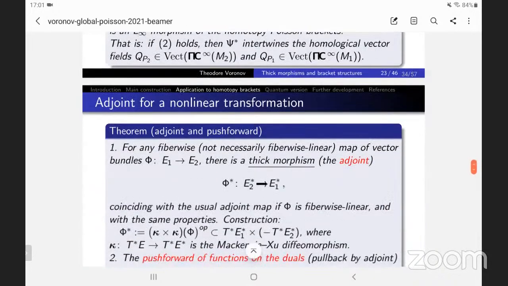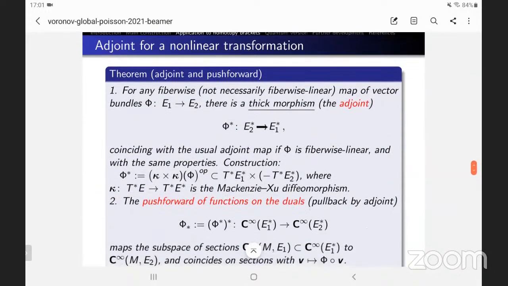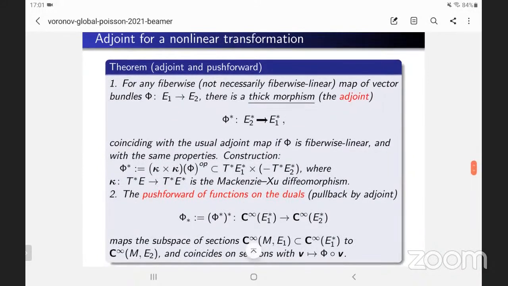I will perhaps need to move a bit faster. I mentioned before, this is one thing that we can obtain with thick morphisms. Another thing that I mentioned at the beginning of the talk is that thick morphisms in a nice way produce analogs of duals or adjoints for non-linear mappings between vector spaces or vector bundles.